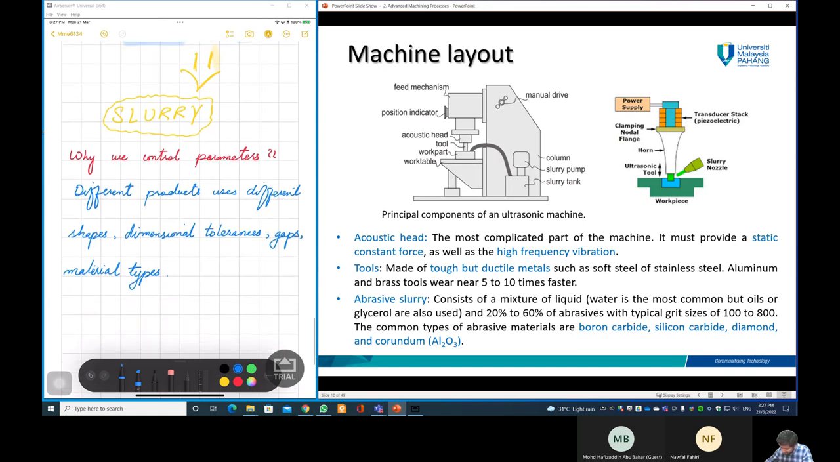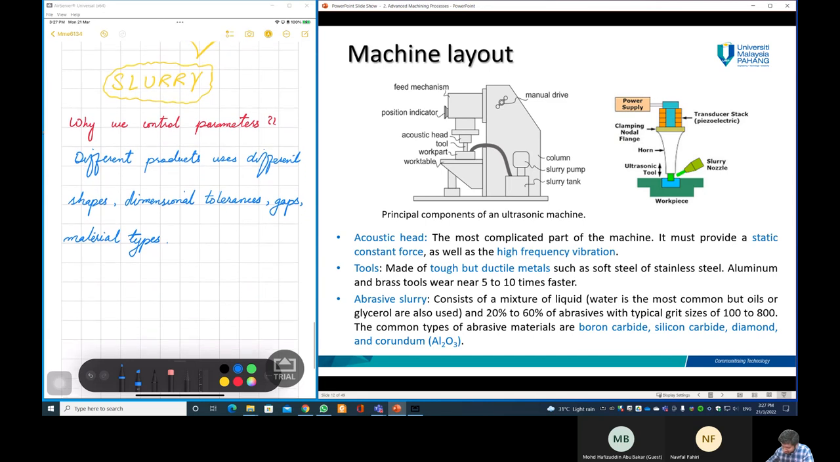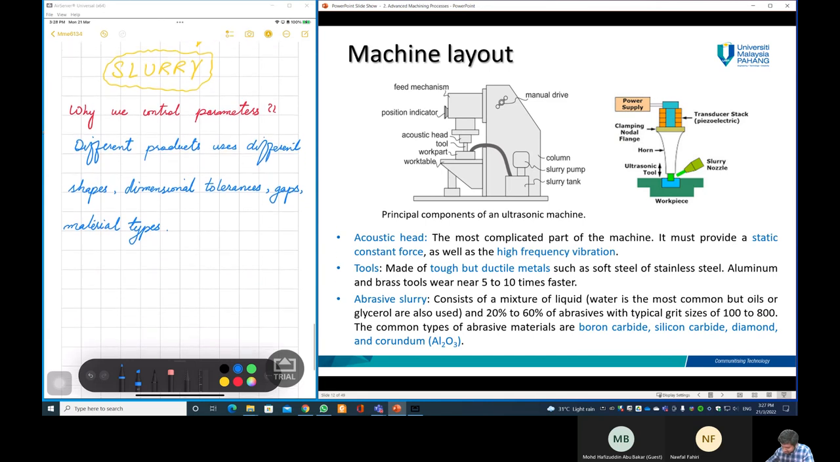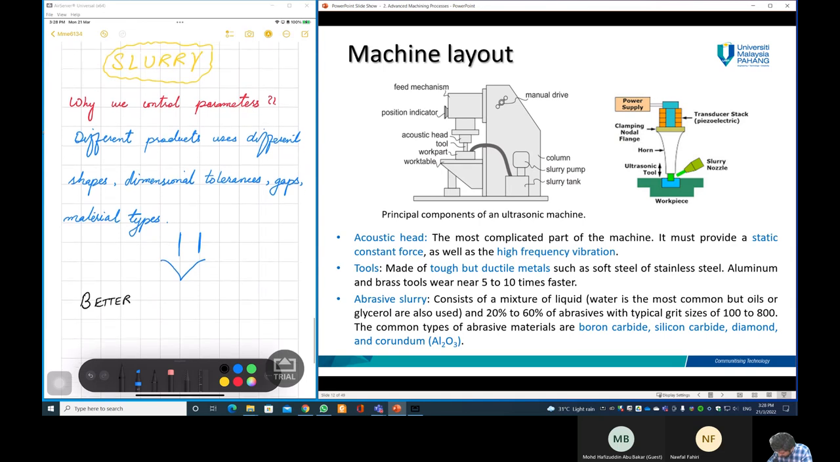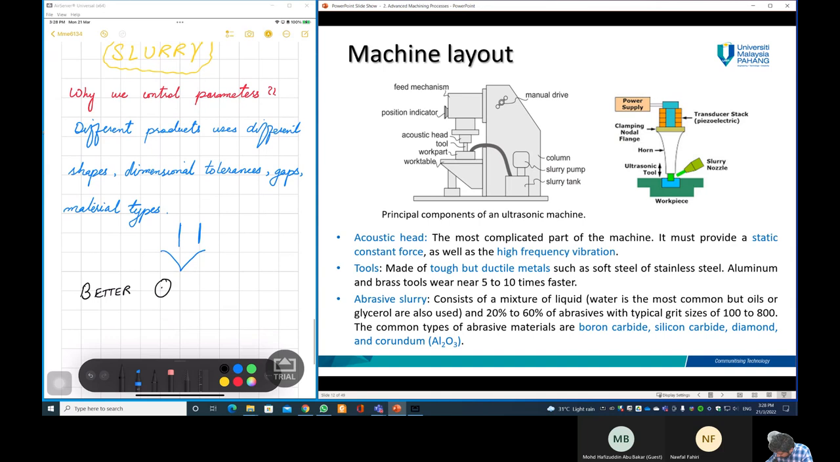So why do we need to control parameters? Because different products need different shape, tolerance, gap to get what? Why do we want to change these things? To get better quality of machining.